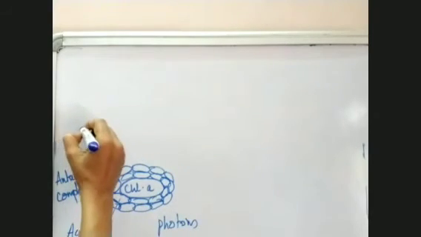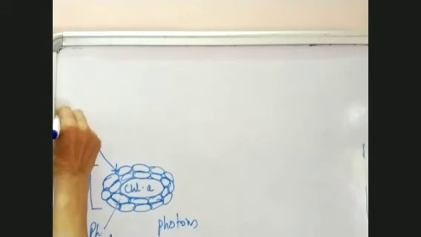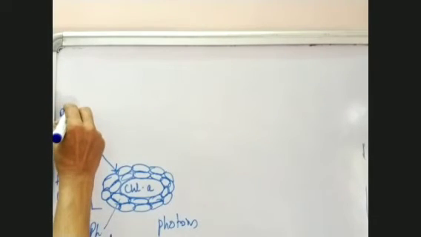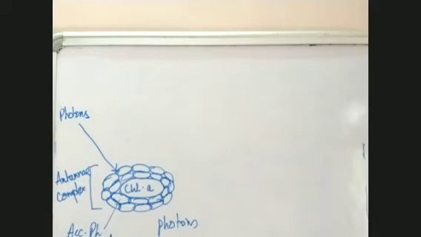Now, what is their function? What is the function of all the pigments? These pigments, their function is to absorb the light. So light, what term do we use for light? We use the term photons. So they absorb the sunlight. The photons are absorbed by them.